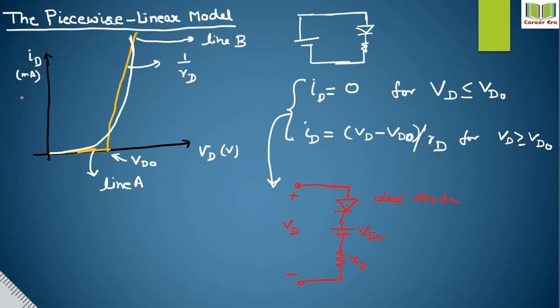This model is also known as the battery plus resistance model, because in this model we can represent a diode as a battery VD naught and resistance RD.